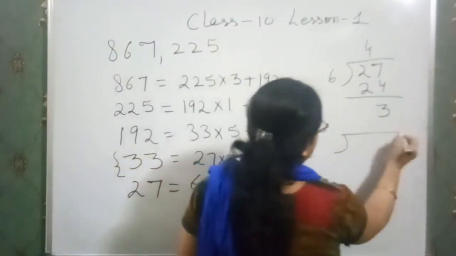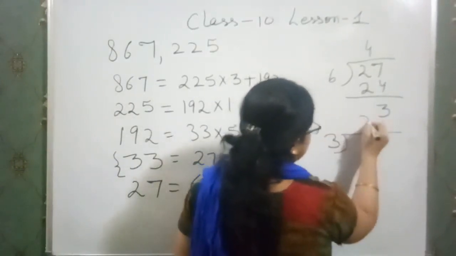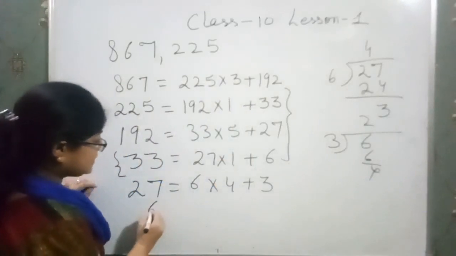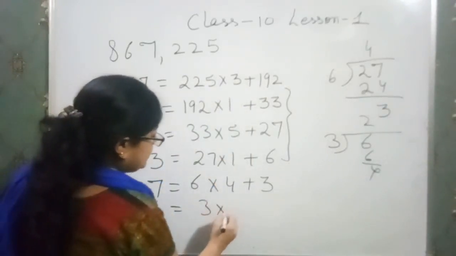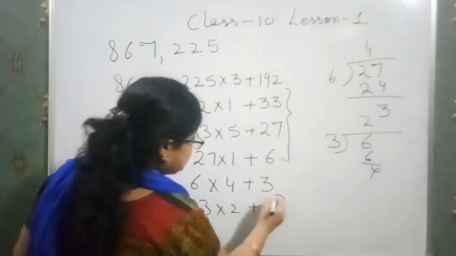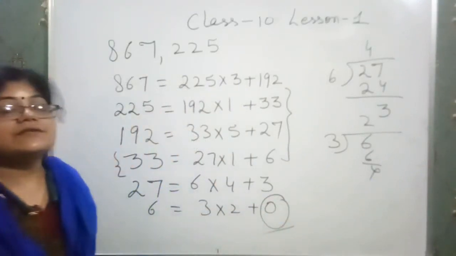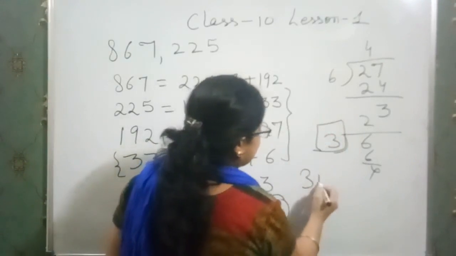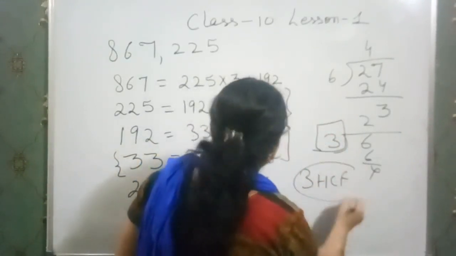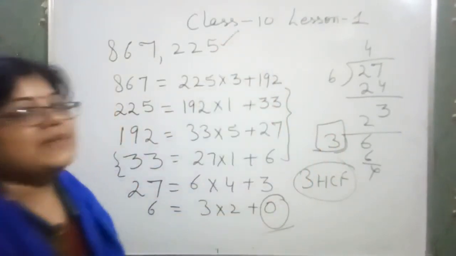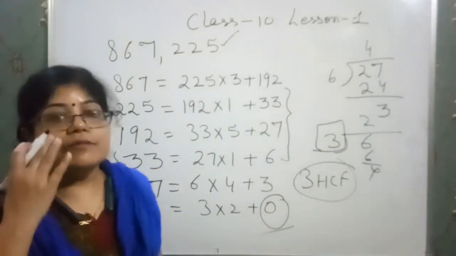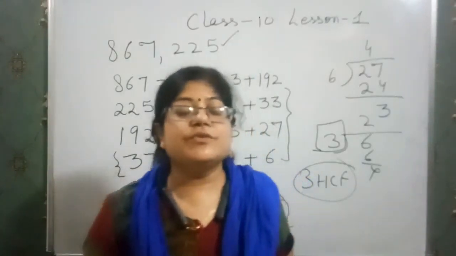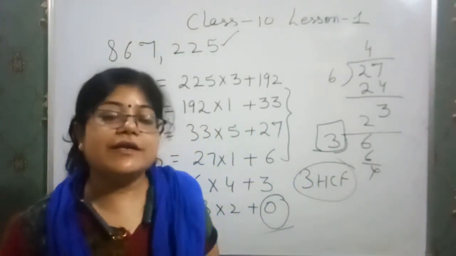Now we know that 3 ultimately divides the 6. So we are left with 6 is equal to 3 into 2 plus 0. Just see, we got the remainder as 0. So this last one, 3, is the HCF for these two numbers. In this way we find the HCF of any two numbers using the Euclid division algorithm.